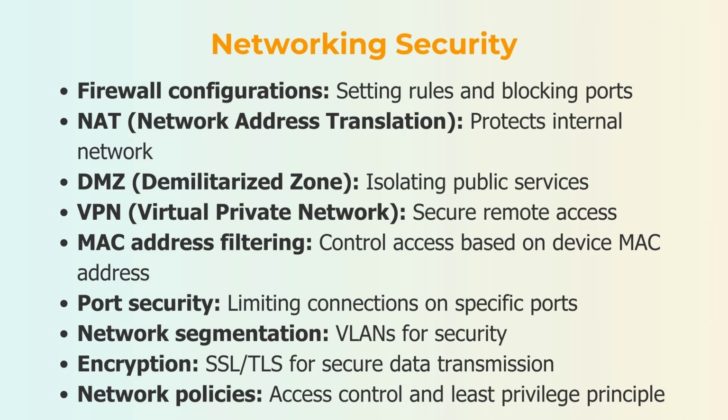MAC address filtering allows you to control which devices can connect to the network by using the unique MAC address of each device. Port security limits the number of devices that can connect to a specific switch port. And VLANs, virtual local area networks, are used to segment a network for better security and performance. Understanding how to implement encryption protocols like SSL and TLS ensures that data is securely transmitted over the network. You'll also learn about network security policies that control access and enforce the principle of least privilege, where users only have access to the resources they need.